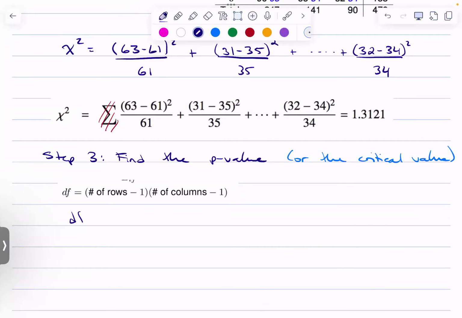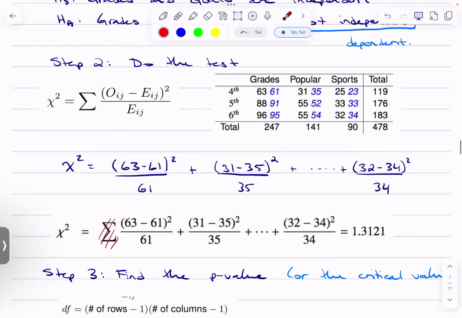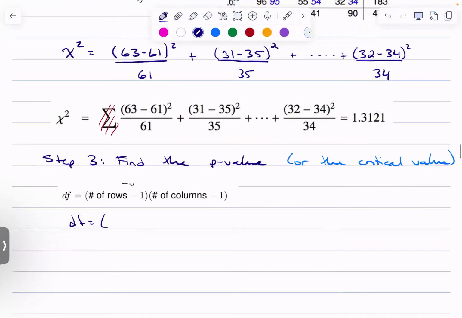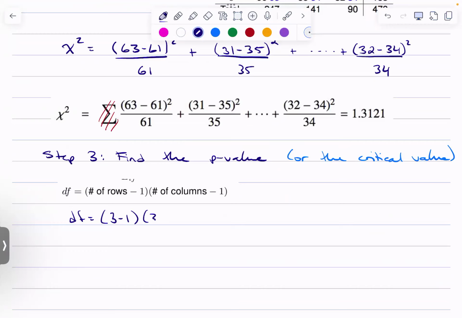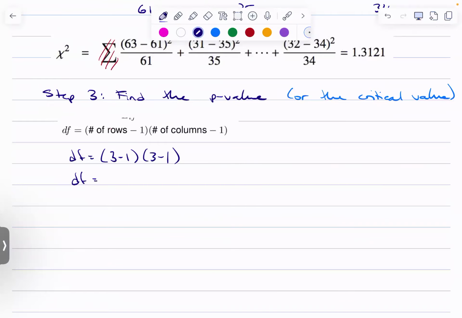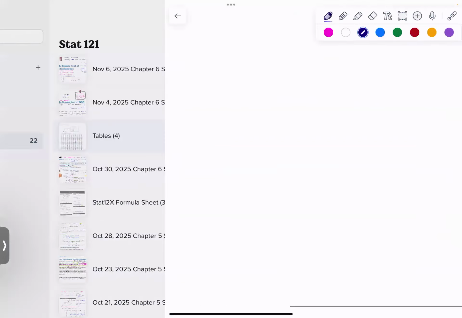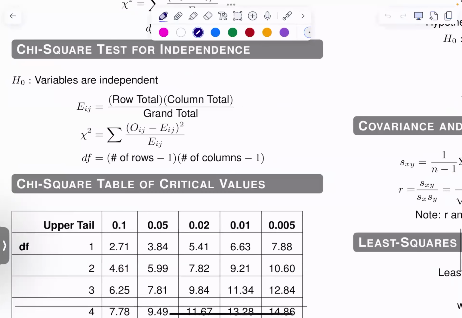In our case, our degrees of freedom is, I have 3 rows and I have 3 columns. So I have 3 minus 1 times 3 minus 1, which means I have 2 times 2 degrees of freedom, which means I have 4 degrees of freedom. We're just going to practice with the tiny chi-square table that's on your formula sheet. Oops, not in your tables. Here.